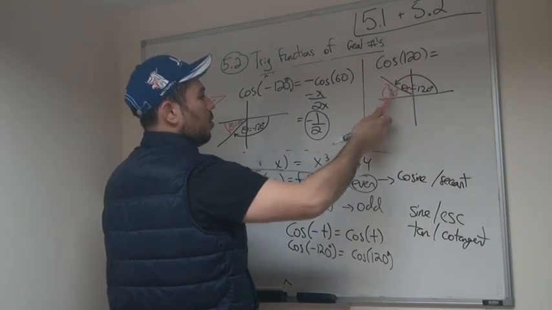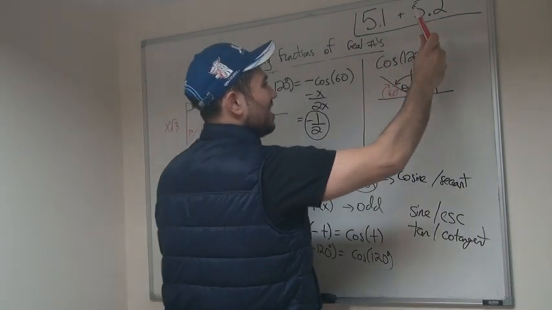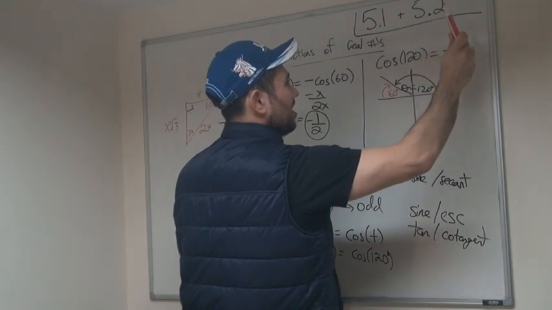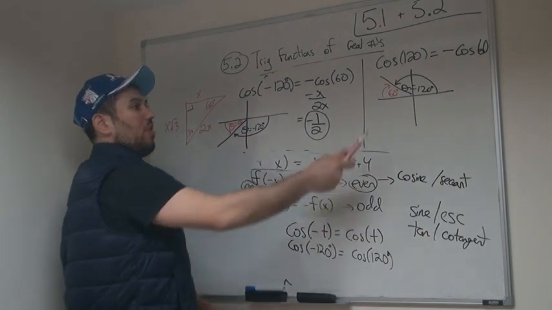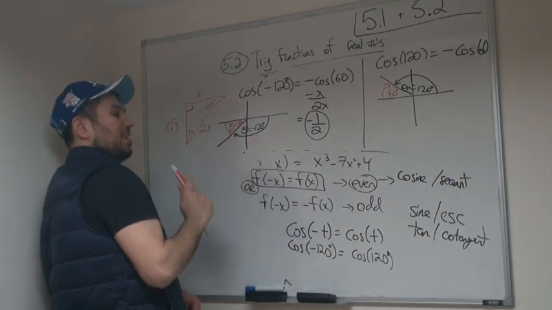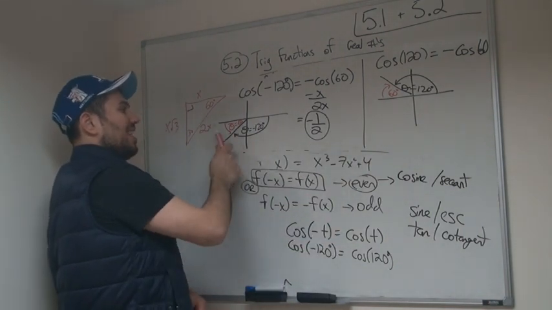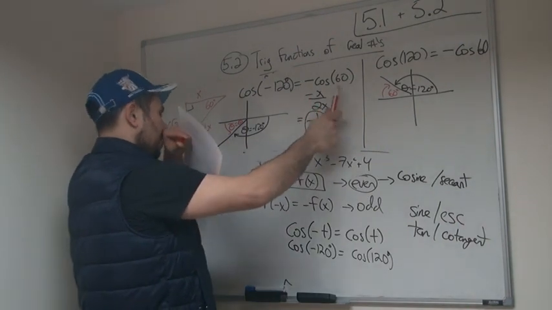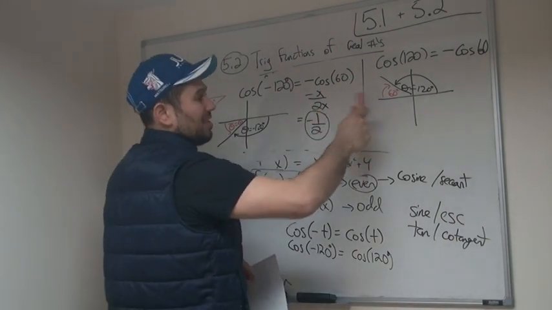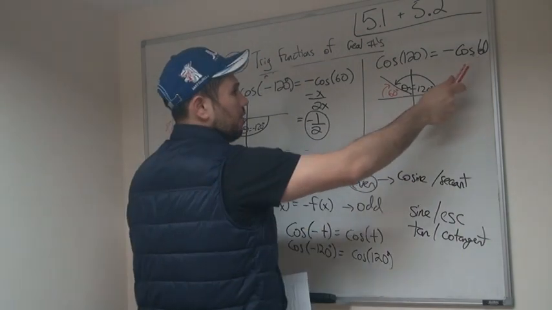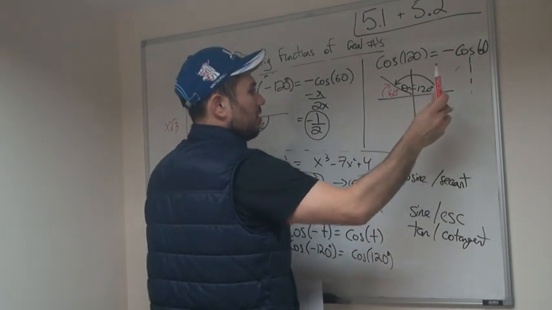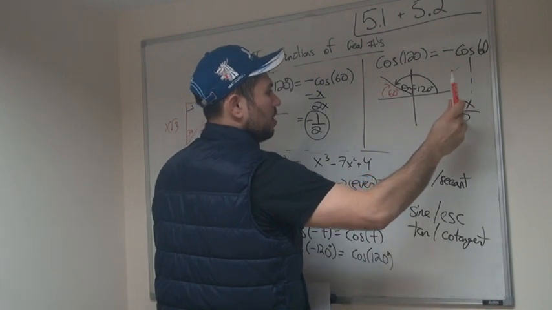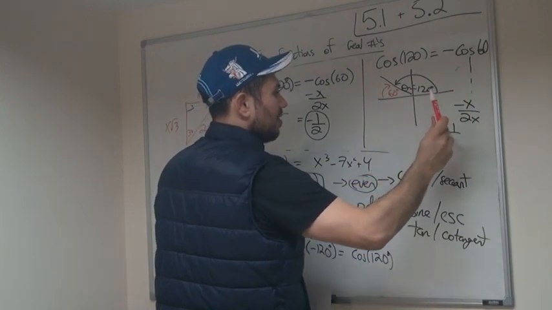So cosine of 120 equals, here's 60 degrees, in quadrant 2, all students. Sine is positive in quadrant 2, cosine is negative in quadrant 2, and it's equal to minus the cosine of 60 all over again. So the reference angle is 60 here, the reference angle is 60 here. Cosine is negative in quadrant 3, so I get negative cosine of 60. Cosine is negative in quadrant 2, so I get negative cosine of 60 again. So the answer is going to be the same. I have the same triangle. It's going to be minus x over 2x, or minus a half.